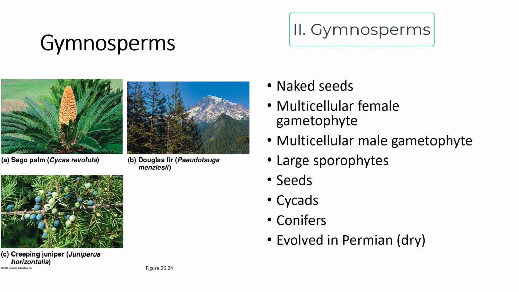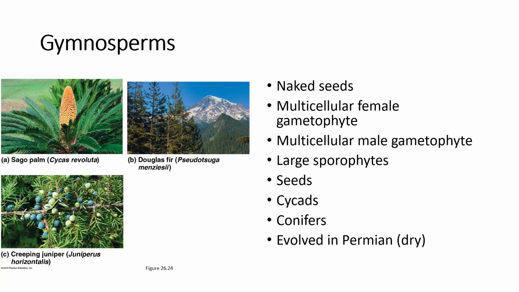The gymnosperms. These are also known as naked seeds. They do not produce fruit. They have a multicellular female gametophyte, as we saw in the pine cones earlier. They have a multicellular male gametophyte, which is going to be your pollen grain, which has 2 cells. Yes, 2 cells counts as multicellular here. They have very large sporophytes, such as Douglas fir, which you can see all around, we'll take a close look at momentarily. Seed plants have seeds, yes.